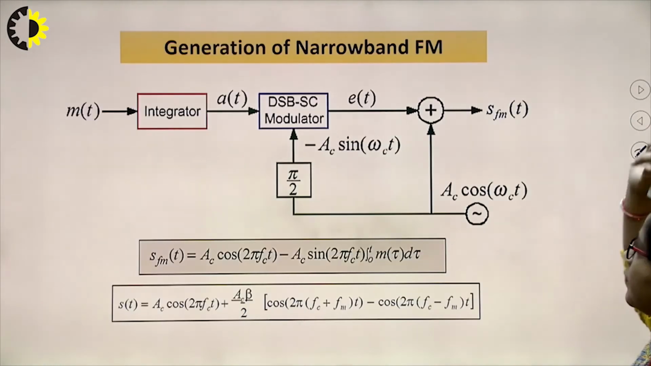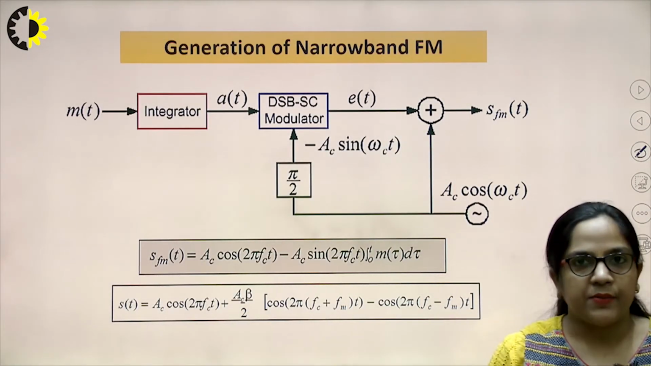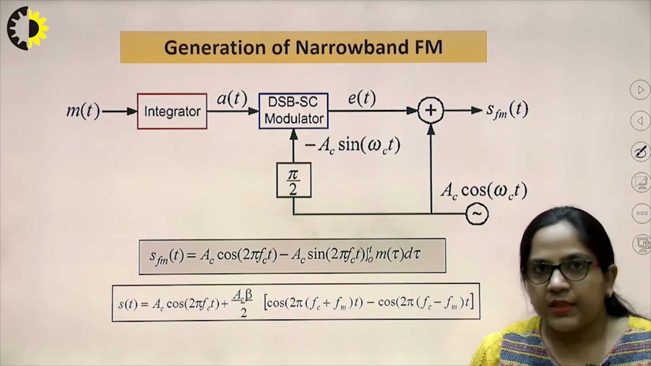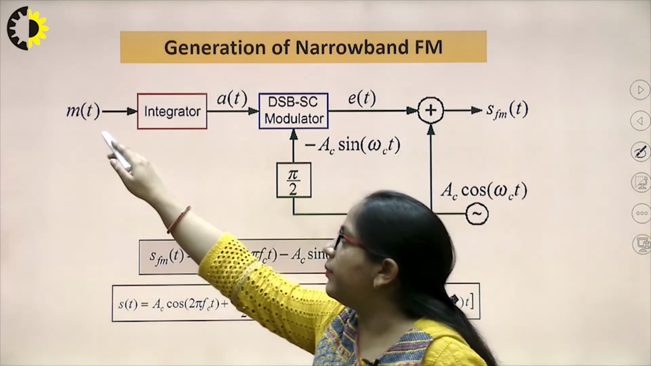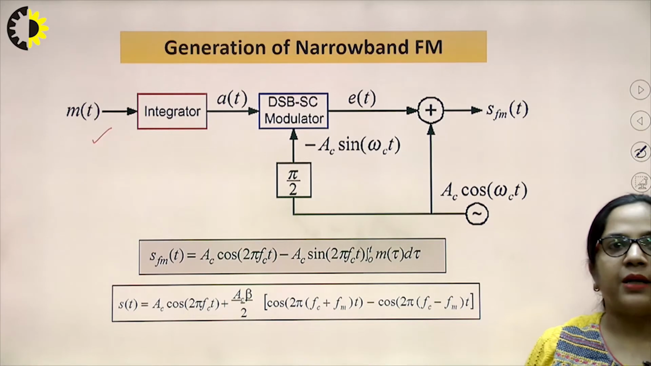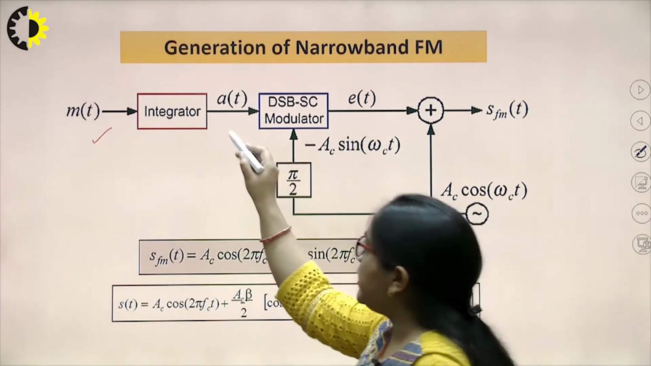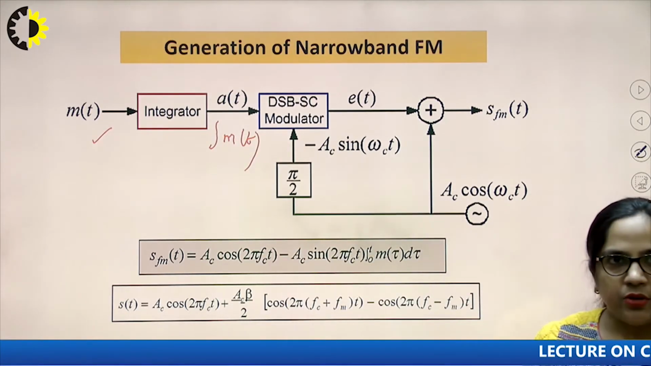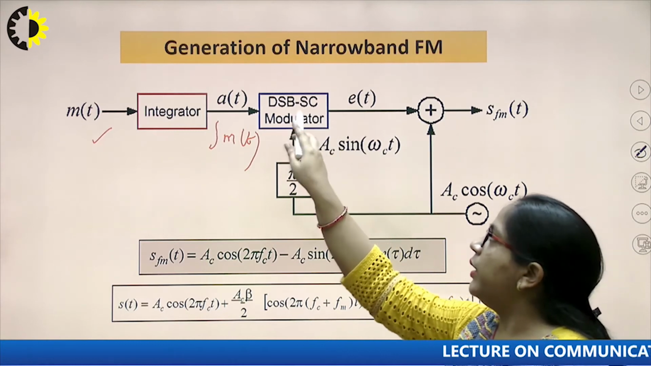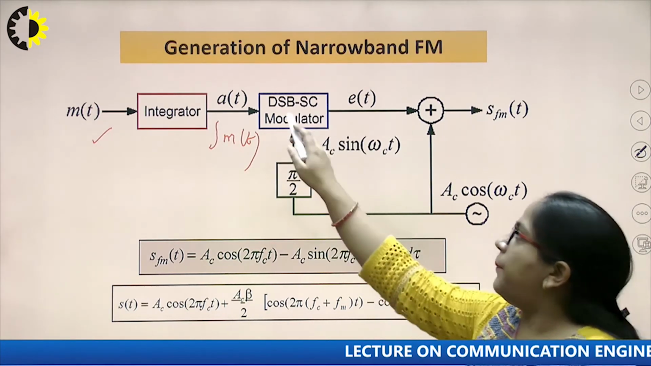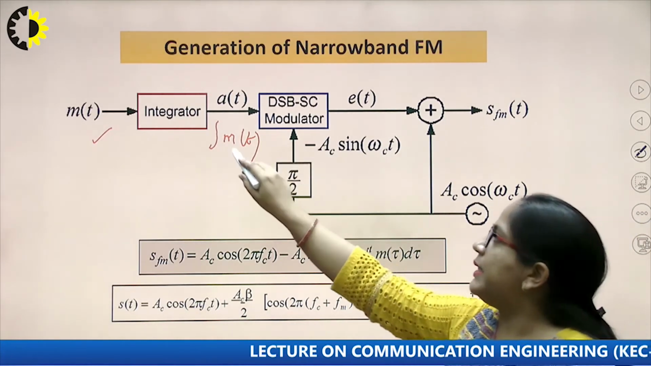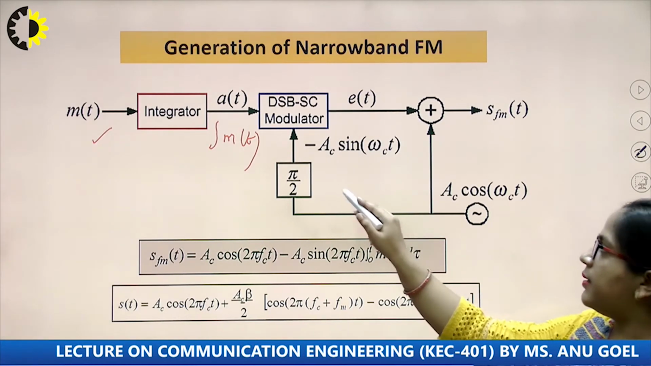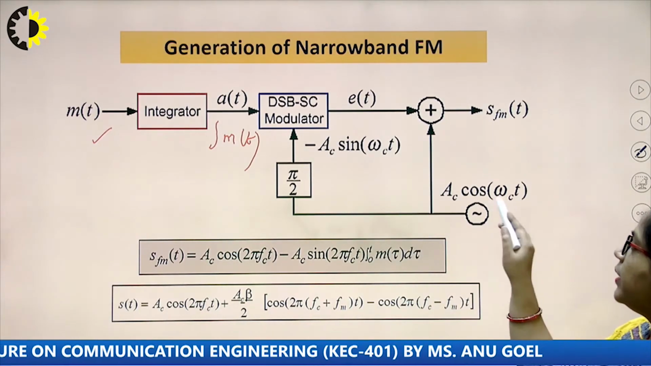Moving forward, how can we now generate a narrowband FM signal? We have obtained the expression, so now we can generate an NBFM signal with the help of this block diagram, where first the message signal is passed through an integrator. The output of this integrator will be the integration of the message signal. Then we have a DSB-SC modulator, which will provide the product of the signals applied to its input. One input is the integration of the message signal, and the other input is the 90° phase shifted version of the carrier signal.